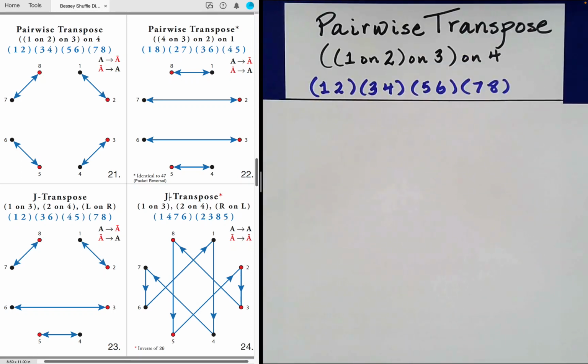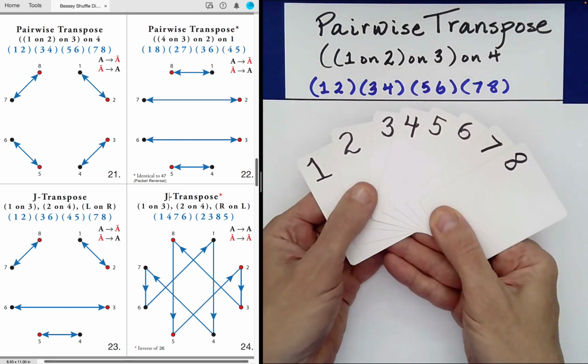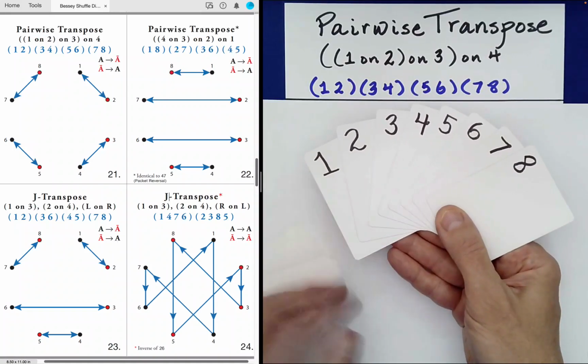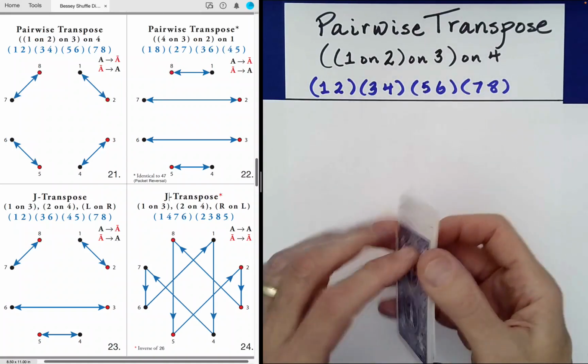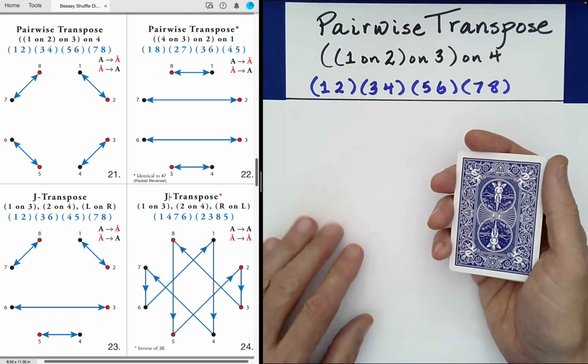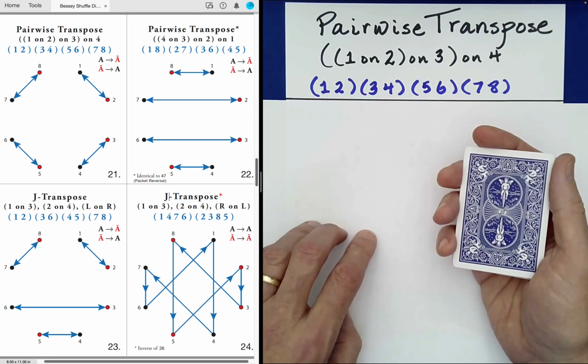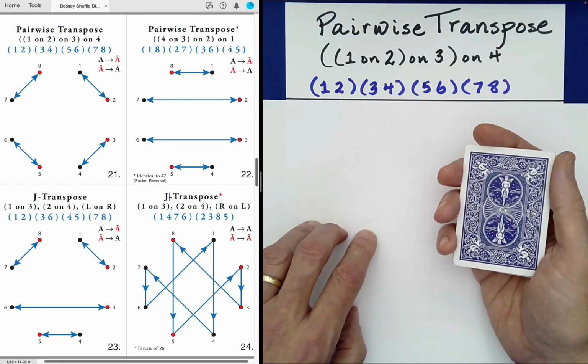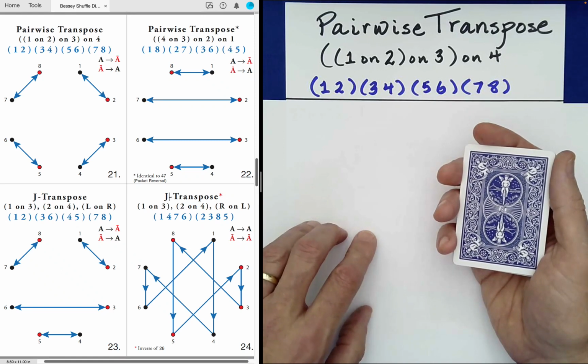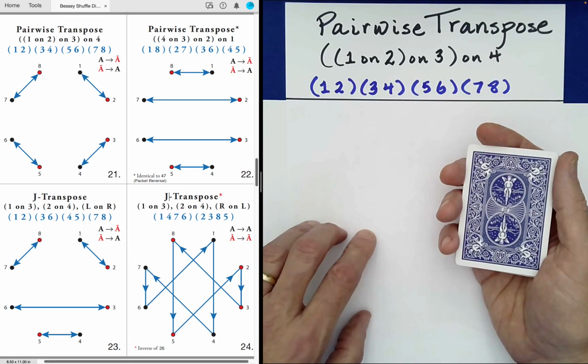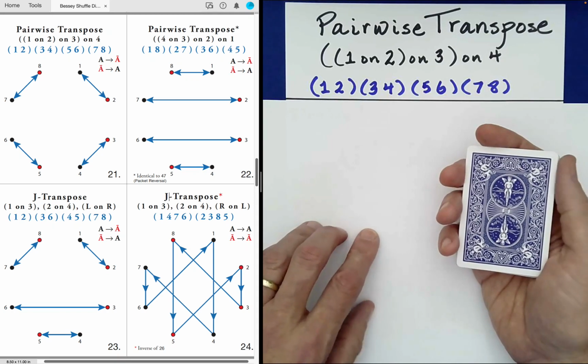Our first Bessey shuffle for today is called a pairwise transpose. That's a name I've given this shuffle. I'm not aware of any name for this shuffle. As always, we begin with our ordered packet 1 through 8, and we perform the shuffle. Then we look at the resulting new ordering of the packet. From there, we will write the outcome in terms of Cauchy's two-line notation for a permutation, and then convert that to cycle notation, which is one-line notation.